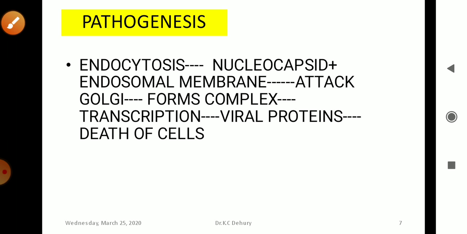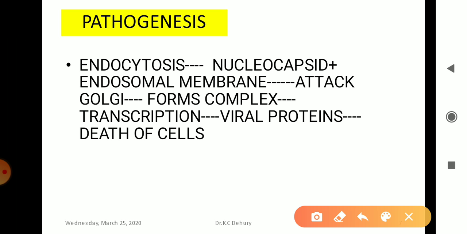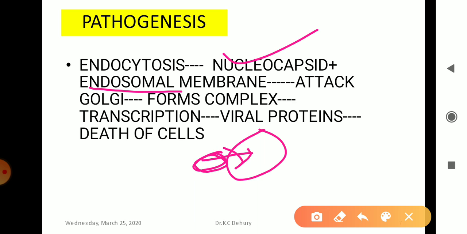Pathogenesis means how the virus penetrates the cell from outside, and how inside the cell it changes its behavior and becomes more pathogenic. This virus enters the body through the air, through our nose, and at the lung tissue level. When the virus attaches to the lung cells, it enters the cell by a process known as endocytosis.